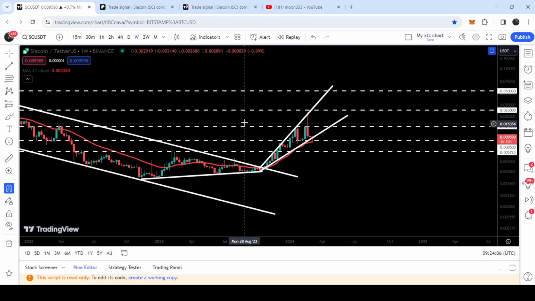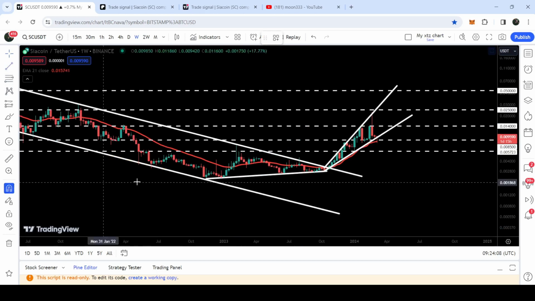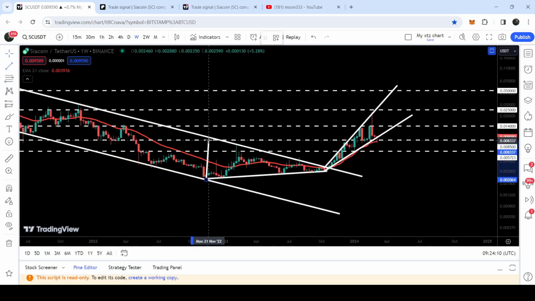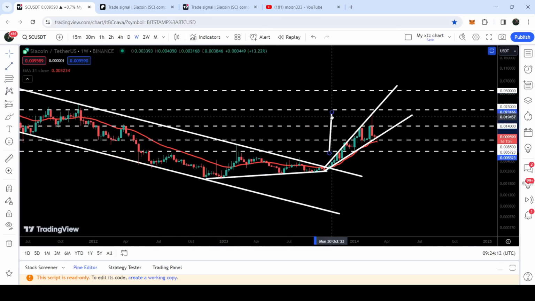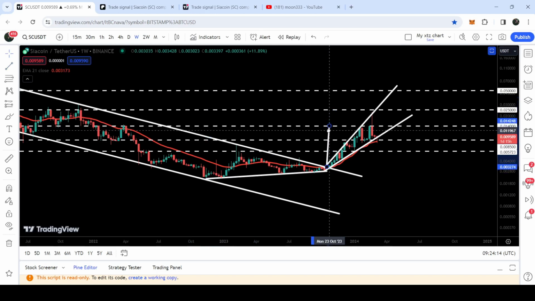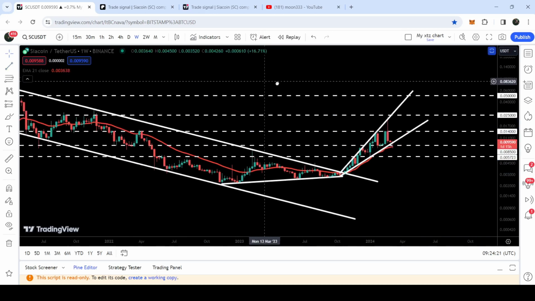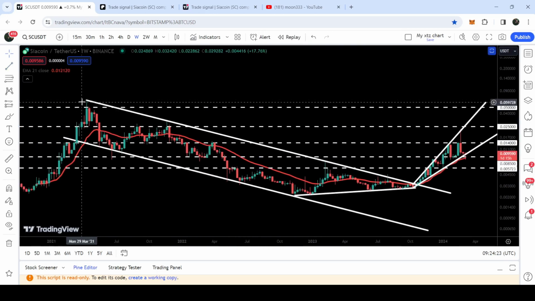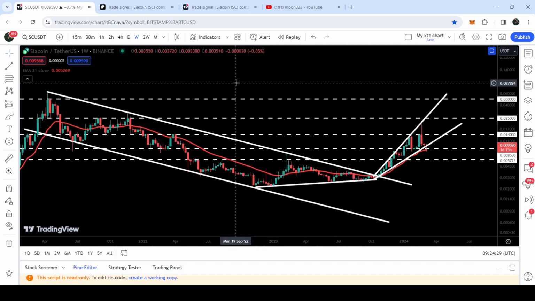Now, if we take a look at the targets, then the target for this breakout from this symmetrical triangle was here. That was approximately exactly at this resistance, where we have this resistance of 1.4 cents. And the final target for this huge breakout from this big down channel is here at the top of this channel. That is between 6.5 cents to 7 cents. So this was the update so far.